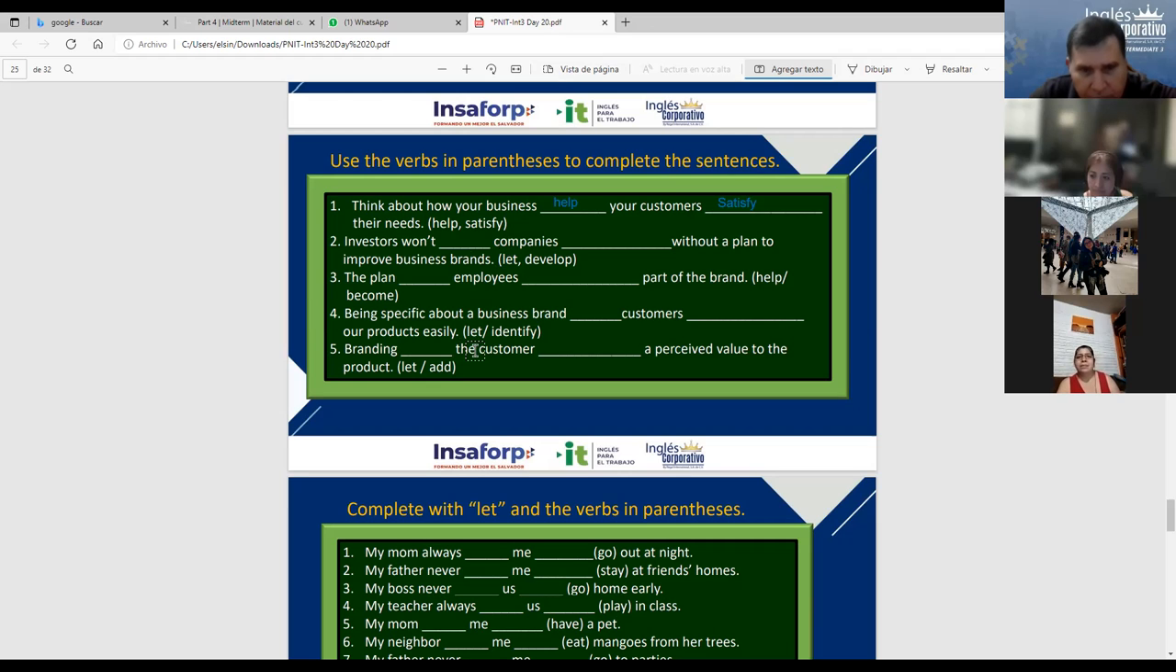Okay, number two, investors want to let the company develop with a plan to improve the business growth. Number three, Michelle. The plan helps employees become part of the brand. Number four, for me, being specific about a business brand lets customers identify our product easily.